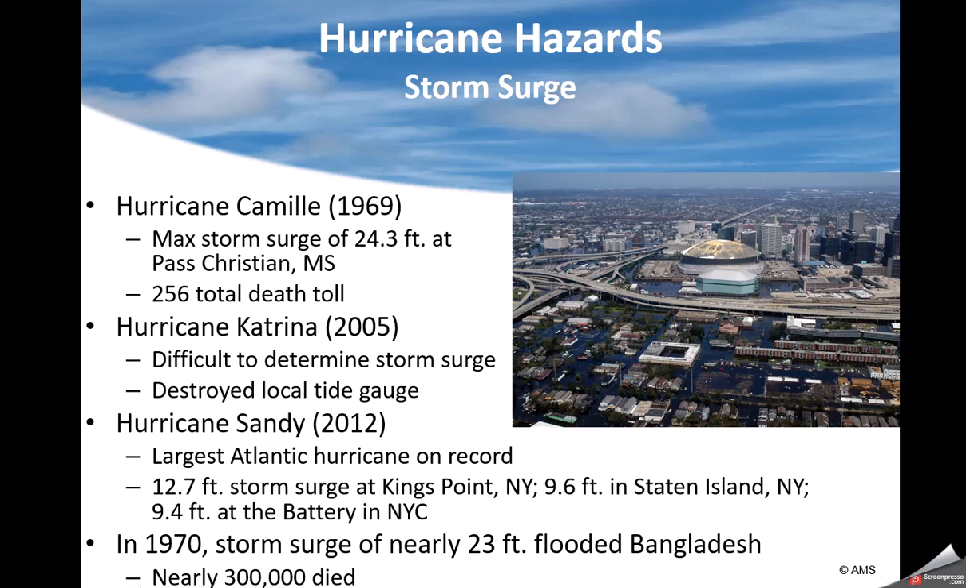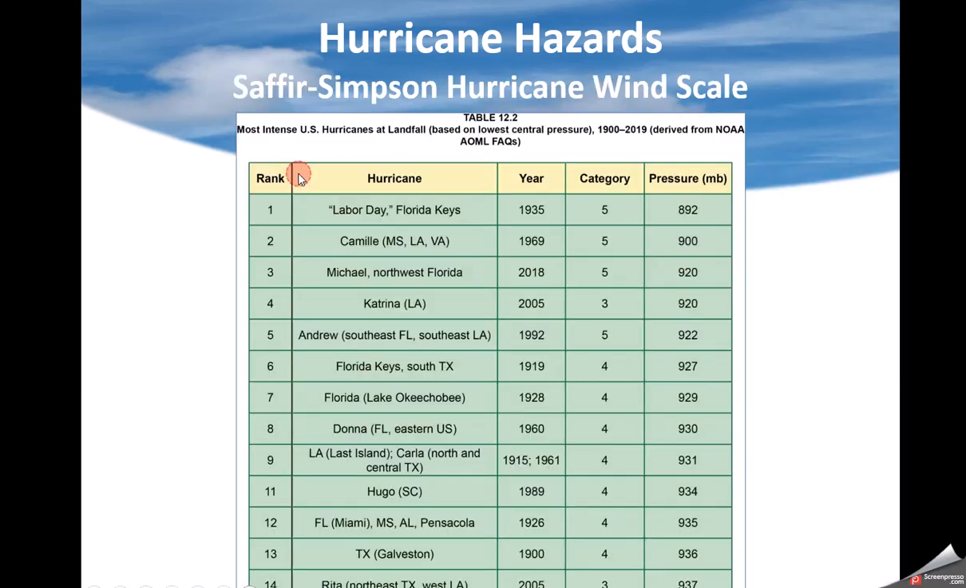The biggest storm surge that we know of in history is 24 feet. Hurricane Katrina, storm surge was quite large. And Sandy, which you're going to tell me all about in a couple weeks, actually had 12.7 feet of storm surge. Be interesting to see why that occurred. Maybe you can tell me.